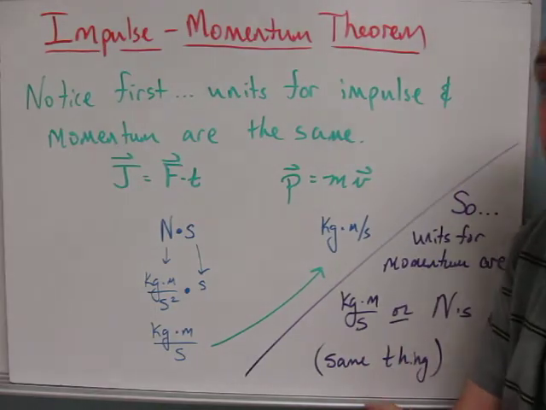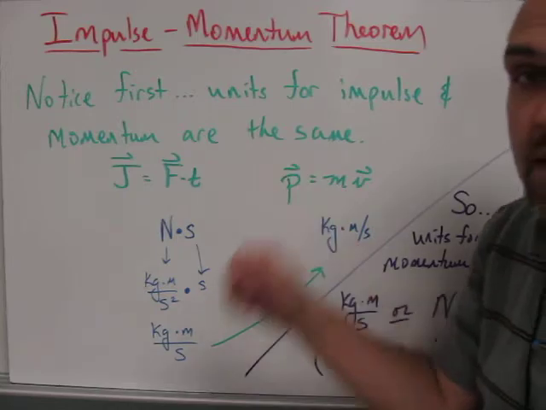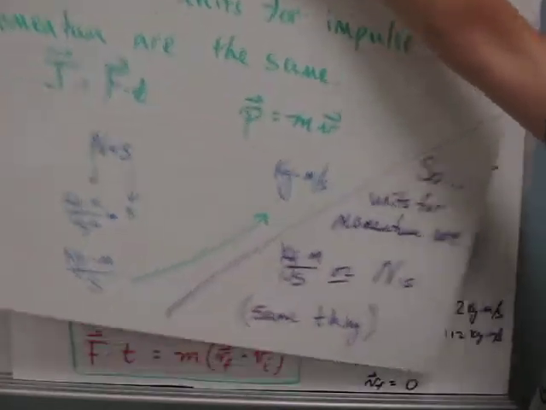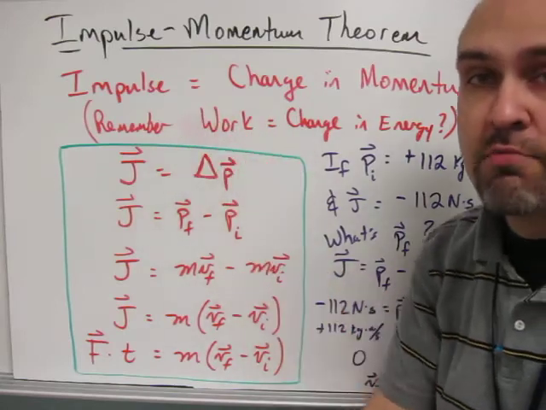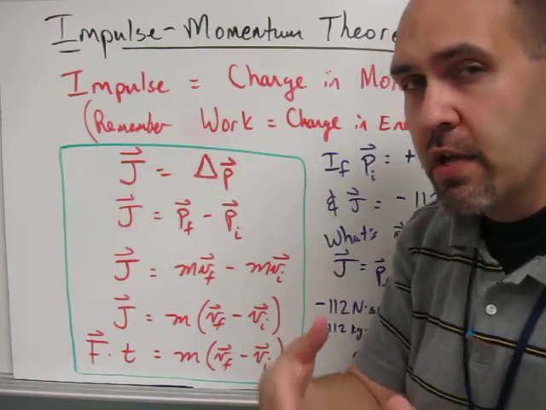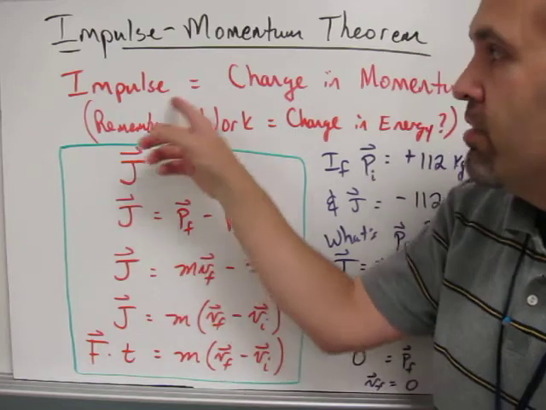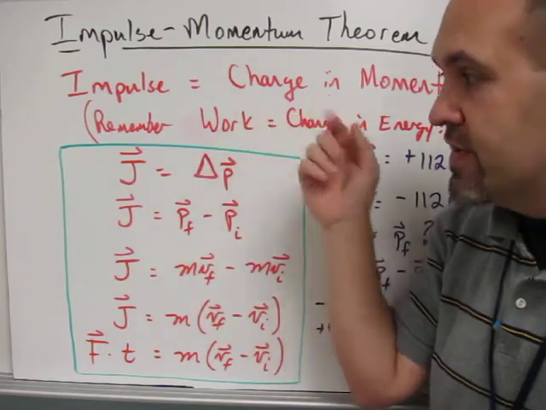Anyway, those are the same thing. Now, back to this impulse momentum theorem. Impulse is equal to the change in momentum. Remember in energy we talked about how work equals the change in energy? Impulse equals the change in momentum in a very similar way.